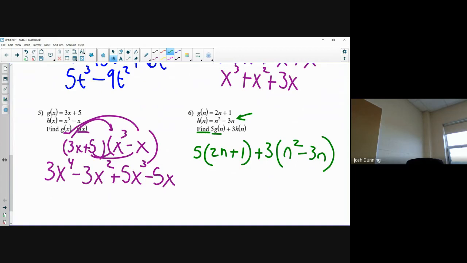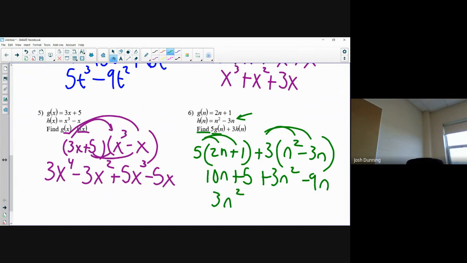Now I'll distribute. Well, the 3n squared's got to come first. There's nothing I can do with it, but I'll just move it out to the front. I can combine 10n minus 9n. That's 1n. And then nothing to do with 5. Just bring it down.